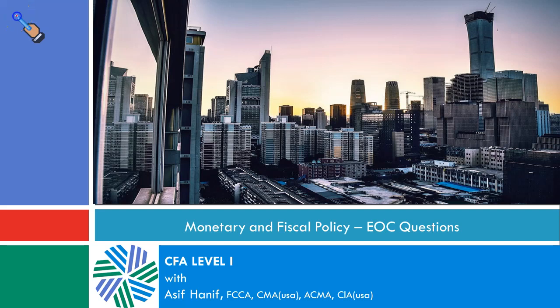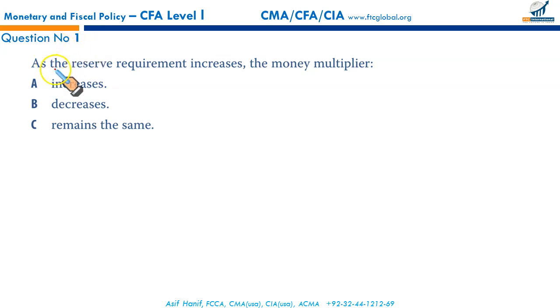Next we have monetary and fiscal policy end of chapter questions. Question number 1. As the reserve requirement increases, does the money multiplier increase, decrease, or remain the same?